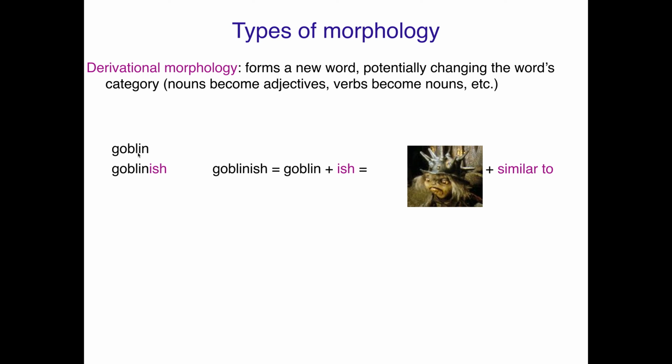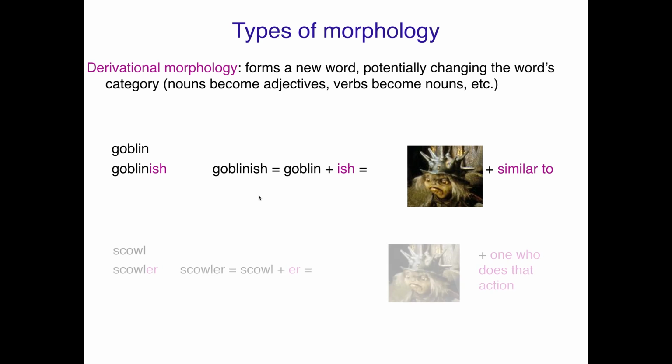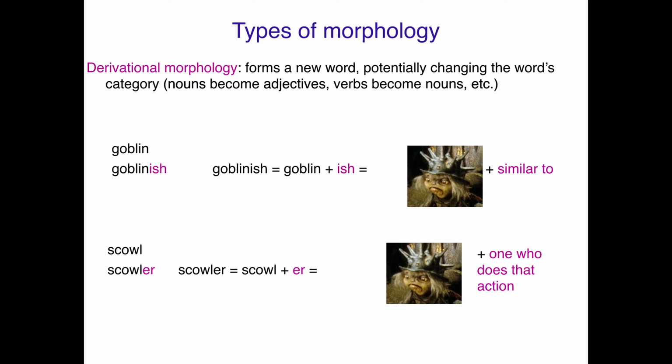So the word goblin is a noun and maybe refers to something like this little guy. And goblinish, if you add that ish, which is a bound morpheme, you usually see it standing on its own, it means similar to a goblin. So you're adding enough new meaning that this word goblinish is no longer a noun. It's actually a property. It's an adjective in this case. So a noun becoming an adjective through derivational morphology.